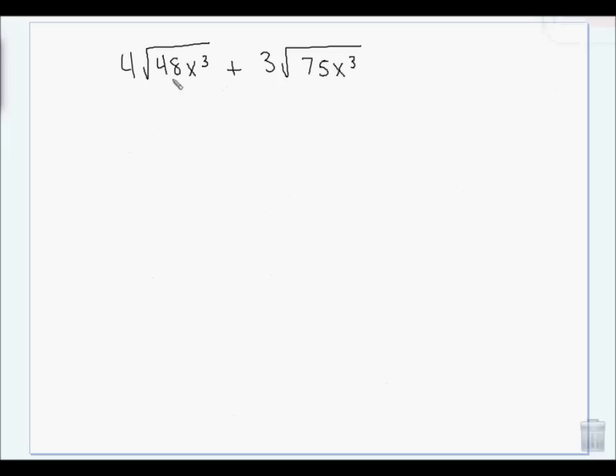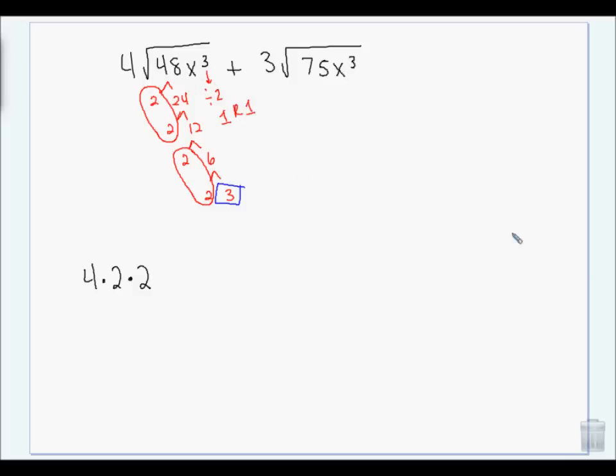Okay, now remember, these have to match. Our radicands have to match in order to add them together. So we'll factor these. And I can pull out 2 2's, and that 3 gets left behind. So this will be 4 times 2 times 2. And here I have 3 x's. So if I divide it by 2, I have a remainder of 1. So I can pull out 1 x and 1 gets left behind. So there's a 3x inside.